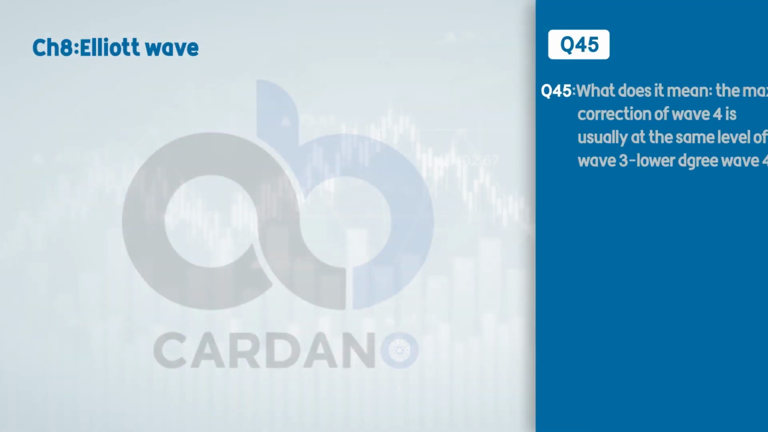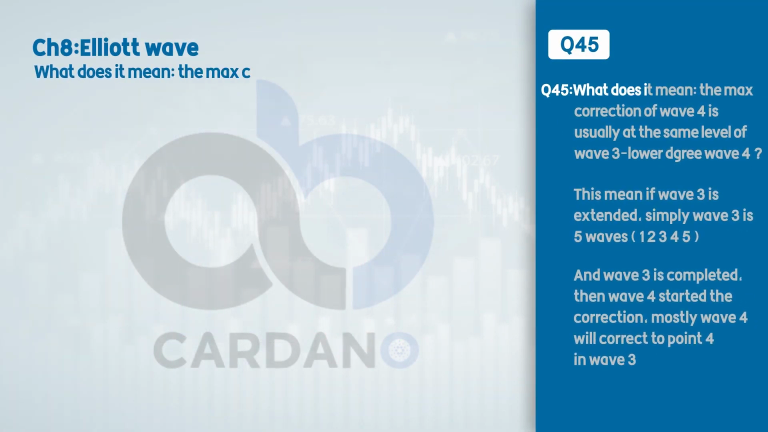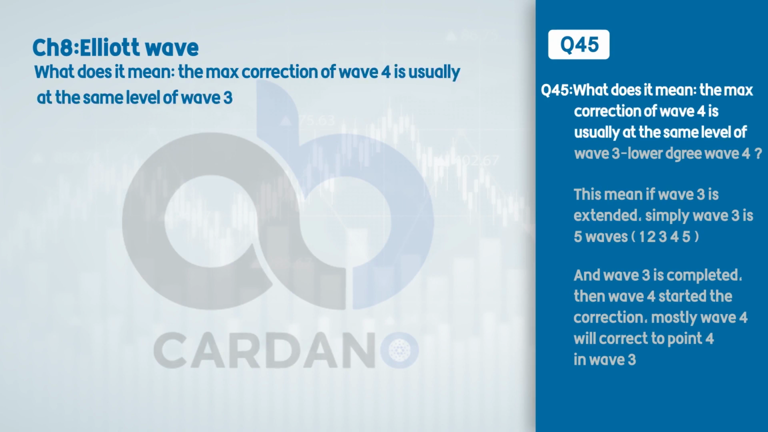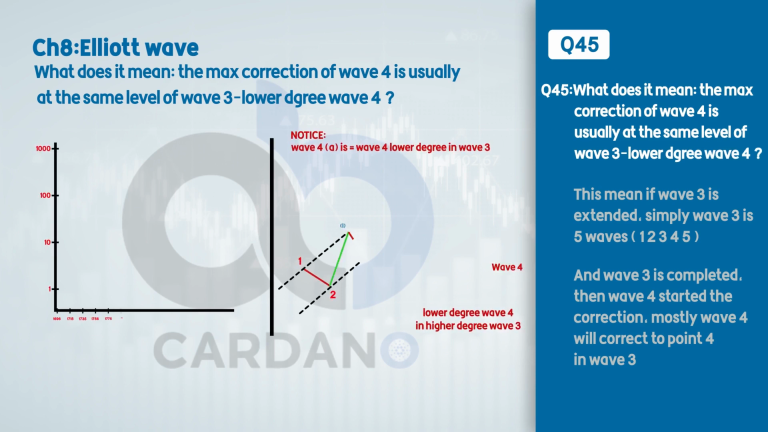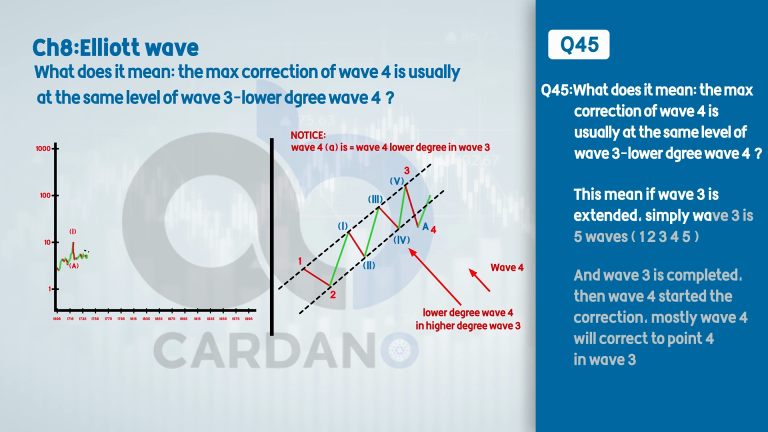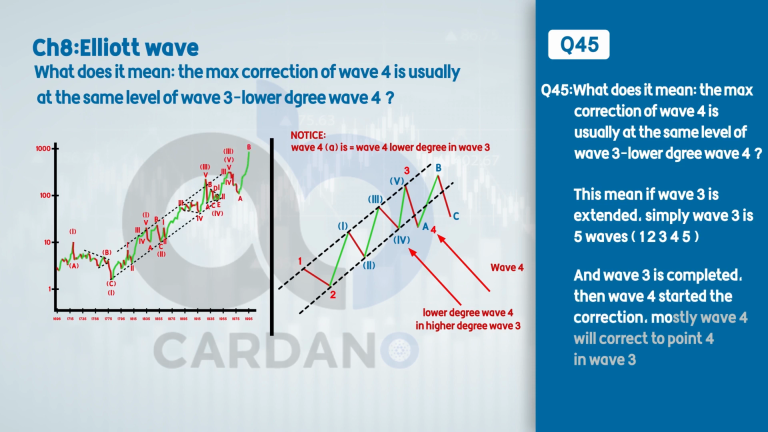Question number 45. What does it mean? The max correction of wave 4 is usually at the same level of wave 4 of lower degree within wave 3. The answer is, this means that if wave 3 is extended, simply wave 3 is five waves: 1, 2, 3, 4 and 5. And when wave 3 is completed, then wave 4 starts the correction. Mostly wave 4 will correct to point 4 in wave 3.